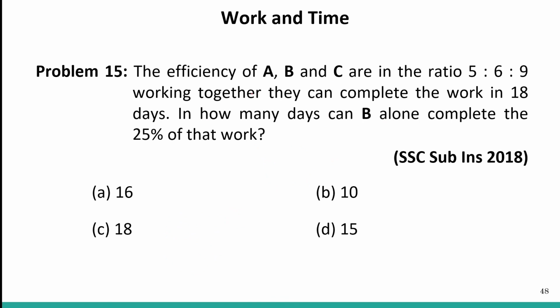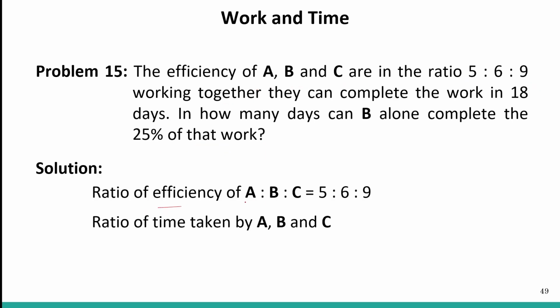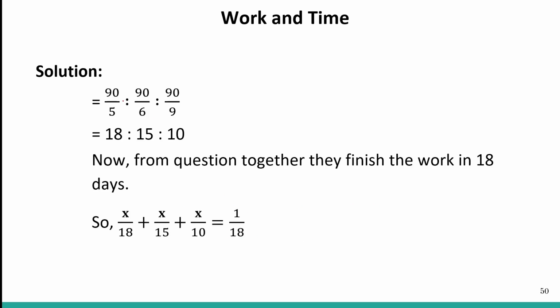Okay. The efficiencies of A, B and C are in the ratio 5:6:9. Working together, they can complete the work in 18 days. In how many days can B alone complete 25% of that work? So the ratio of efficiency of A to B to C is 5:6:9. So the ratio of time taken by A, B and C is 90/5, 90/6, 90/9, which is 18:15:10.